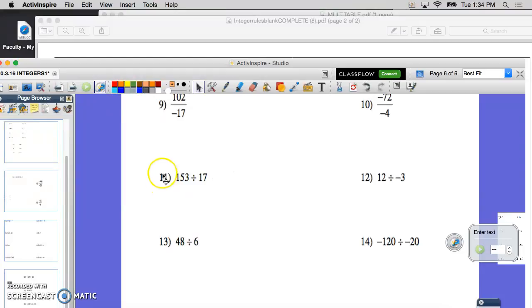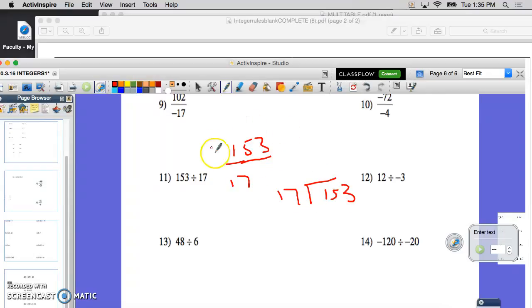17 will go into 153. Notice we changed from the fraction look and have gone to the division symbol, okay? This is saying the same thing as this, or this. Just want to make sure that we are clear. All three of these things say the same thing.